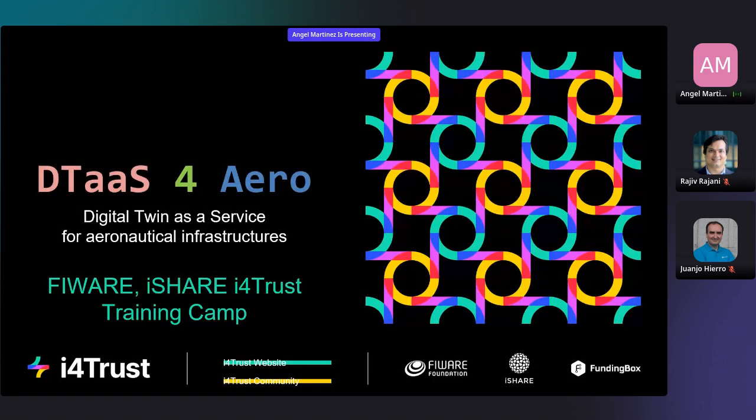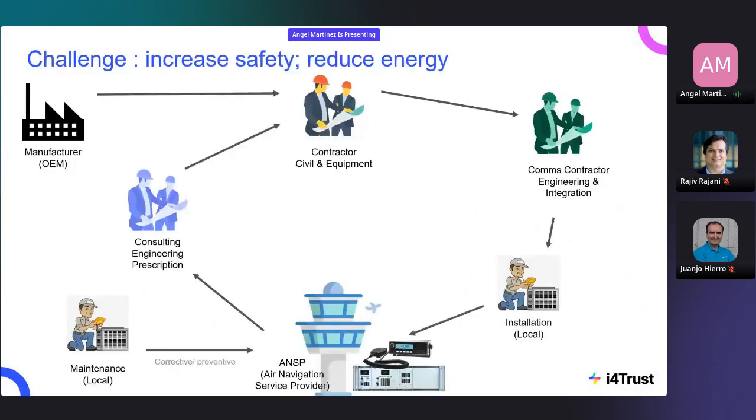Sorry for that. So our project is about creating a digital twin as a service for aeronautical infrastructure. Just to give you a bit of context, air navigation service providers are basically the guys that control airplanes, and all the efficiency, safety, and capacity of this system relies on the technical infrastructure that ANSPs have available to control. So it's radars, radios, and so on. We have a whole community serving this purpose: manufacturers, contractual equipment, engineering, installators, consulting, navigation service providers and maintenance.